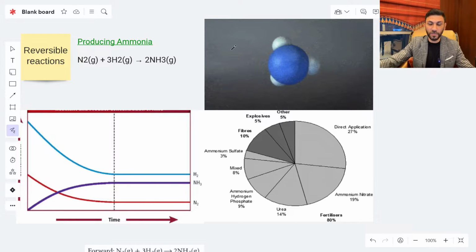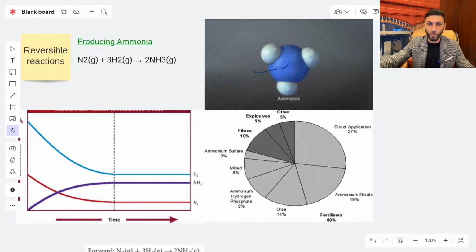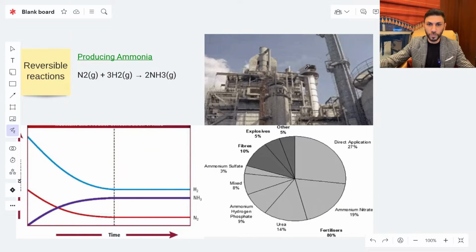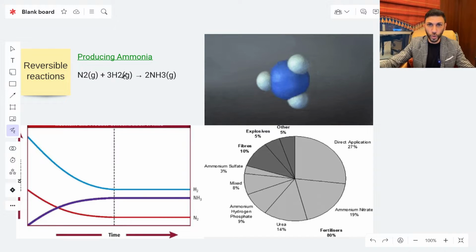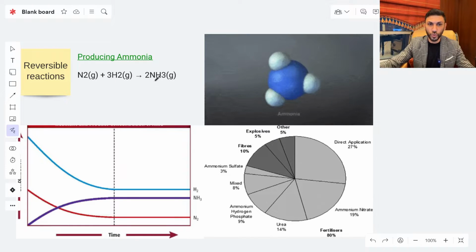As you can see, this factory here is located in Dubai. And this is the ammonia molecule. As you can see, it has nitrogen here. It has 3 hydrogens, as you can see from the chemical reaction. It's produced from 3 hydrogen molecules and 1 nitrogen molecule, N2 plus 3H2, and they produce 2 molecules or 2 moles of the NH3.